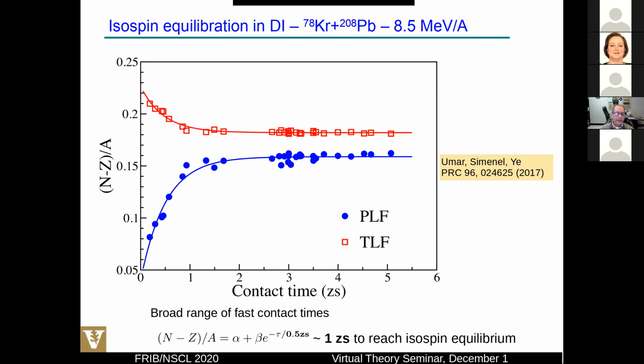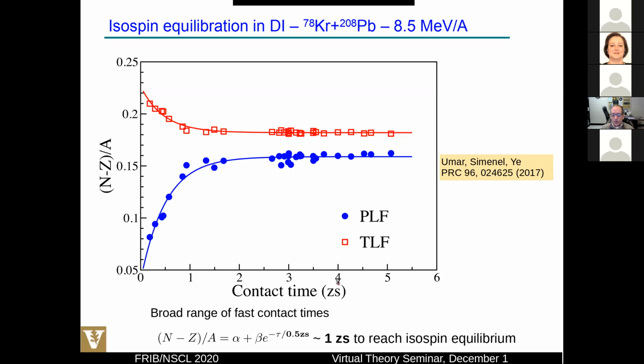So in order to look at the isospin dependence, initially we said, okay, let's look at some reactions of krypton on lead. We actually had two krypton isotopes, 78 and 92, at 8.5 MeV per nucleon. And we did a lot of deep inelastic calculations for these. And you see here the projectile-like fragment as a function of contact time, plotted as N minus Z over A on the vertical axis of the fragments.